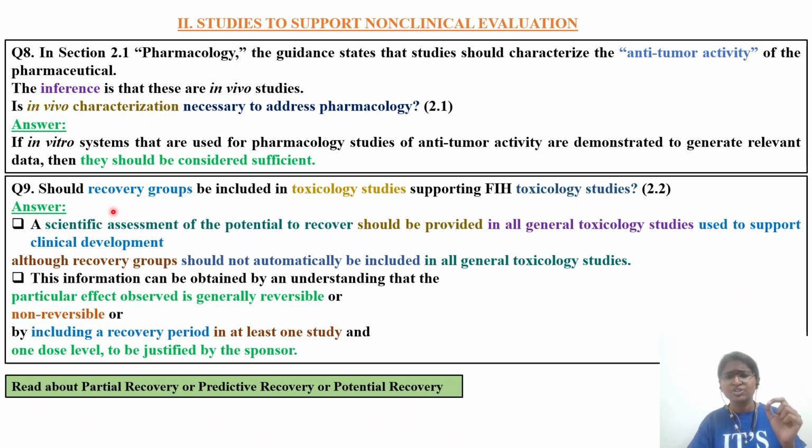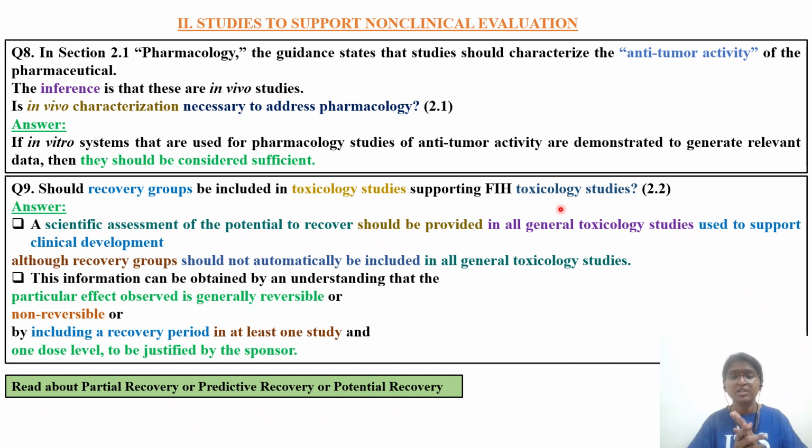Next question is, should recovery groups be included in the toxicology studies supporting first in human studies? Very important: when you see general toxicology studies like a 28-day study or a 3-month, 90-day study, in addition to the main groups, that is control and the treatment groups like low dose, mid dose, and high dose, you have certain additional groups like the TK group, satellite group, and sentinel animals group. Similarly, you have a recovery group.